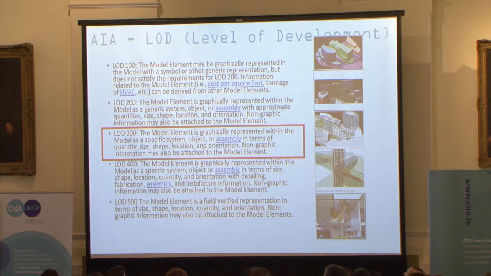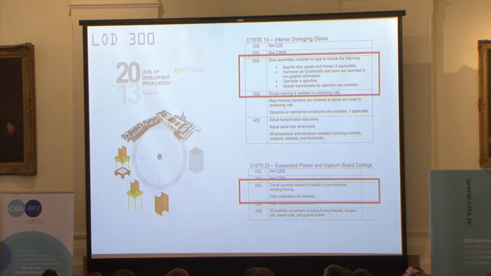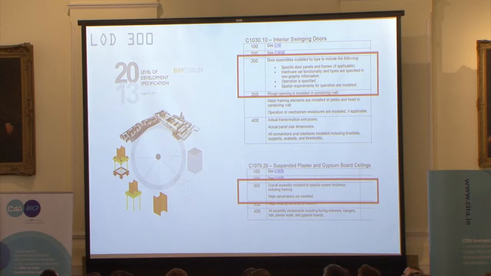The project started some time ago, so we're on the American system of LOD. LOD 100 will be concept, 200 design, 300 construction, 400 fabrication, and 500 would be finished on site. So the design team is going to produce LOD 300 for GMP. That's what's been agreed. We're using the level of development specification from the BIM Forum to check that all our elements are LOD 300.